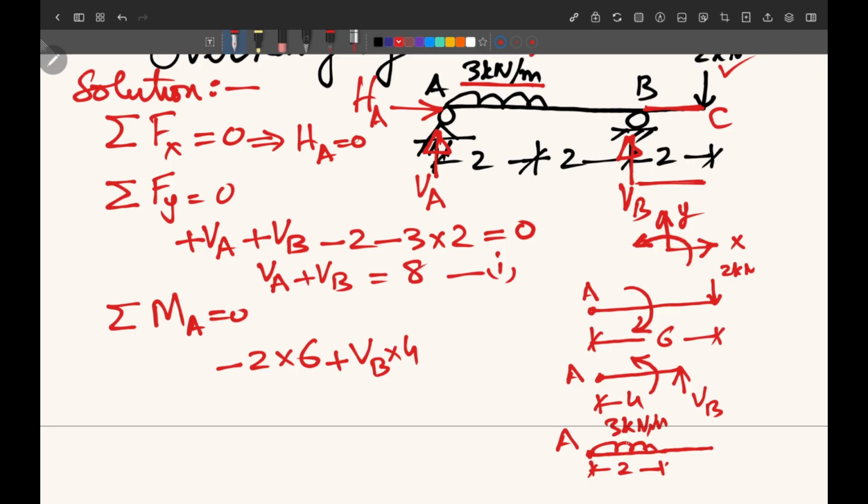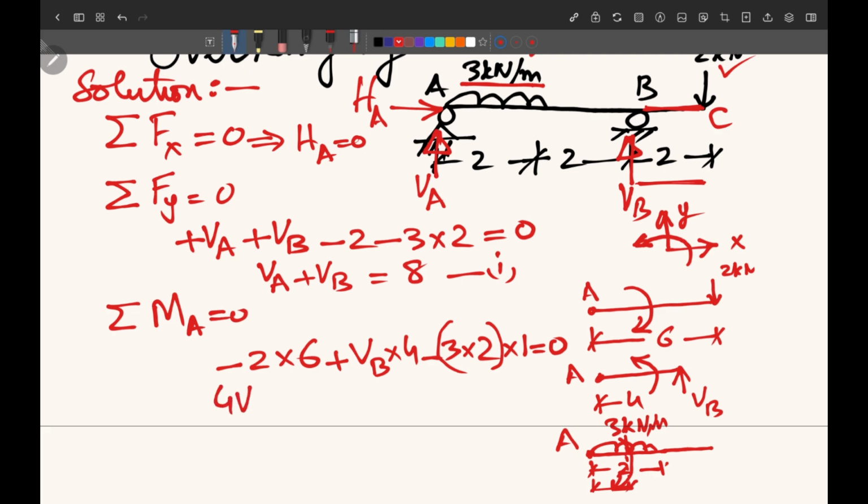Now to take the moment, we must find where is the center of this UDL. It will be just at a distance of 1 meter from A. So total load is 3 into 2 and it is acting at a distance of 1 meter from A. So we can easily take the moment of this load, and also it will try to rotate in the clockwise direction. So it will be minus 3 into 2, which is the load, and the distance of this load from point A is just 1, and this whole thing equal to 0 for equilibrium.